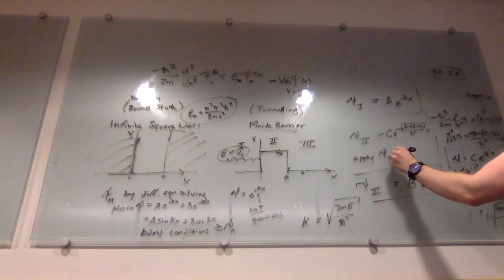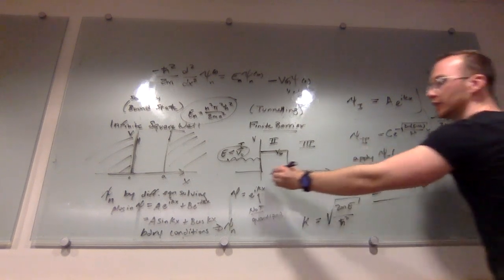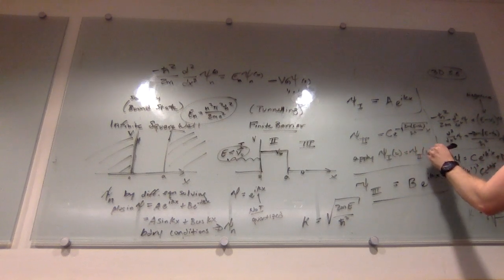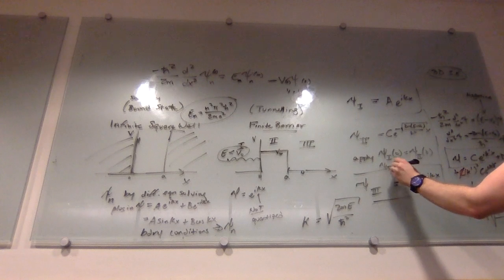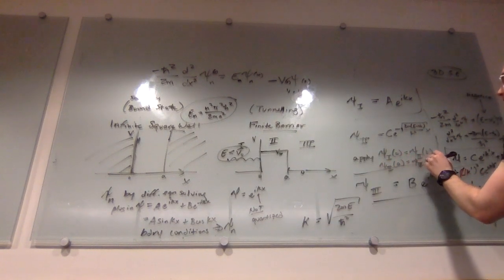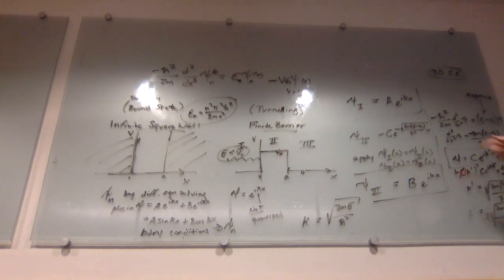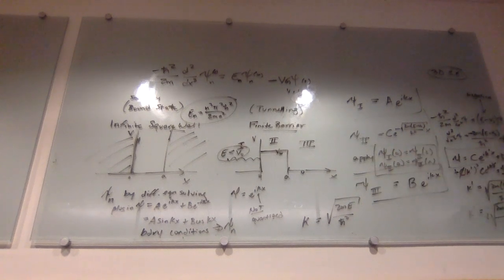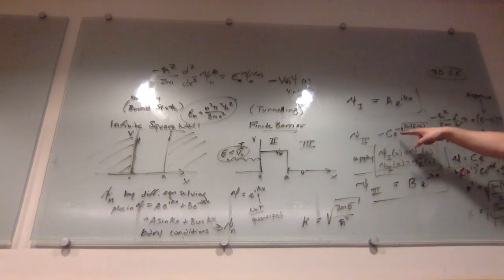And the boundary conditions are psi 1 at 0, if this is 0, must be equal to psi 2 at 0, and psi 2 at a must be equal to psi 3 at a. And obviously the reason we need to do this is because if we're describing a wave function, we can't just say it's completely unrelated and different. It's a continuous wave function, so they need to be continuous everywhere. So we need to apply this.